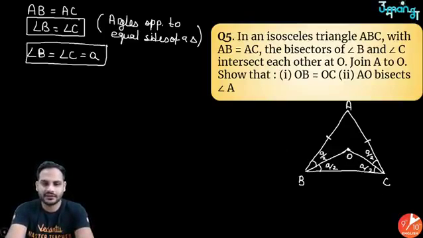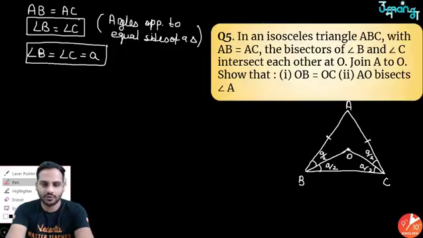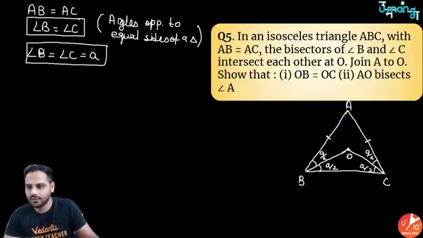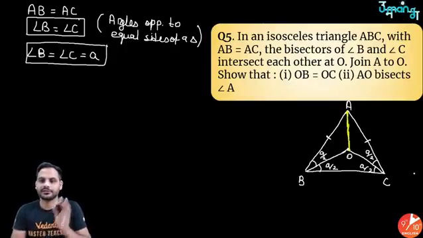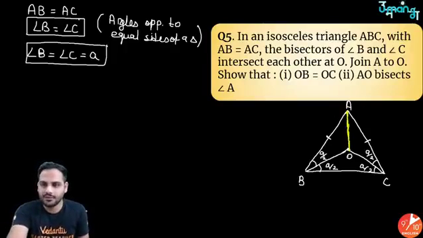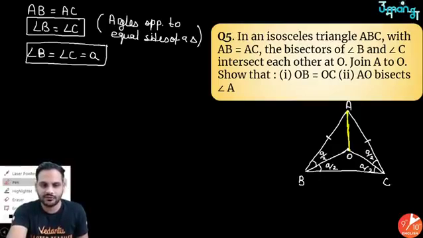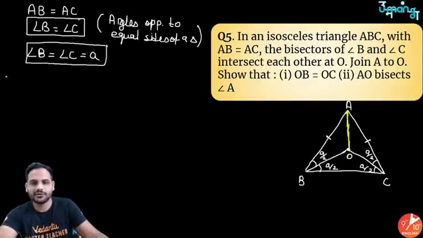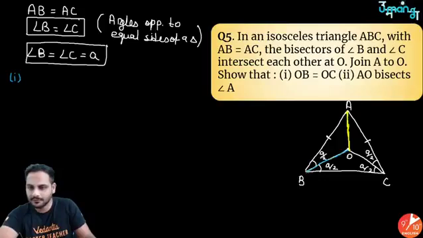Then it is saying that join A to O. Join A and O, right? So show that first one, OB is equal to OC and AO bisects angle A. So look, the first one is very easy. How is it so easy? Look, for the first one, observe the triangle OBC.